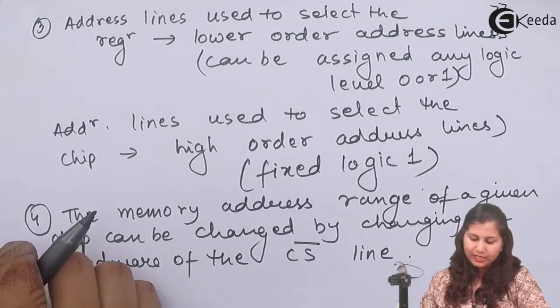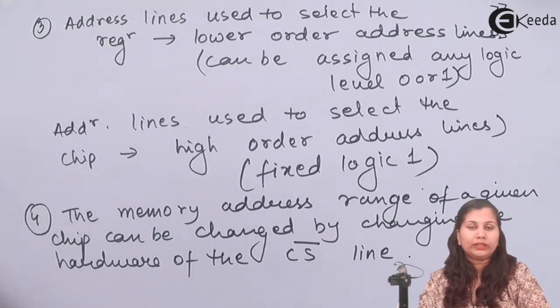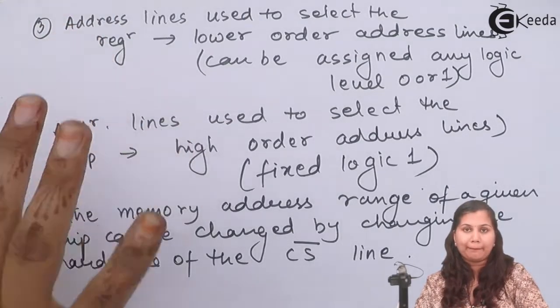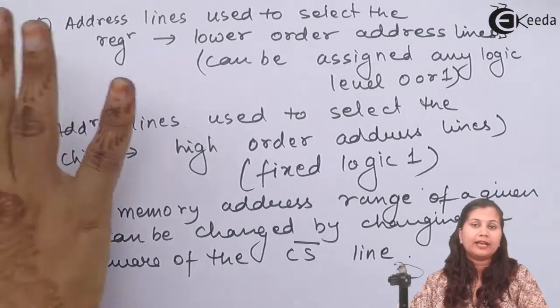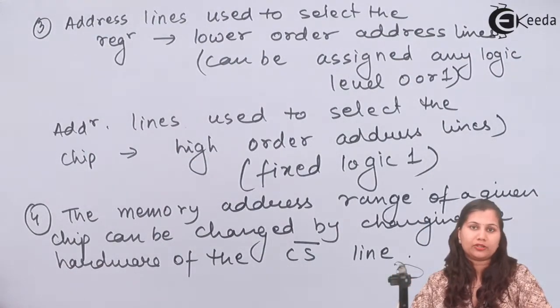Okay, so these are the points which we have to keep in mind whenever we want to find out the memory address of a chip or memory mapping. This is called memory mapping, that is how we are identifying the addresses of the memory registers of the chip.